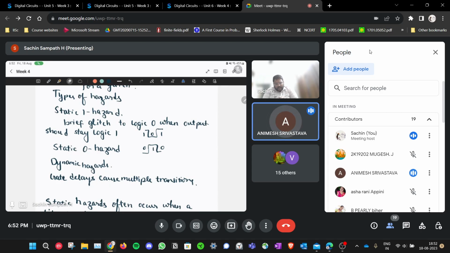No, that was one example given in the lecture, right? One example was given for static one hazard. I think they gave an example circuit.